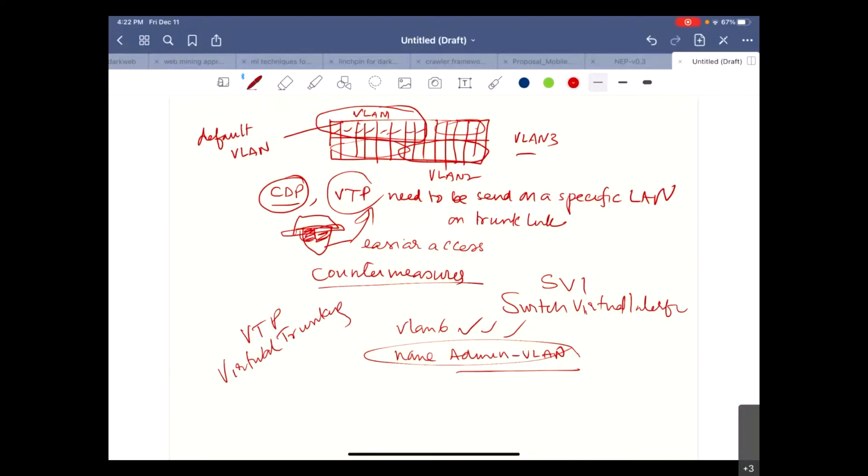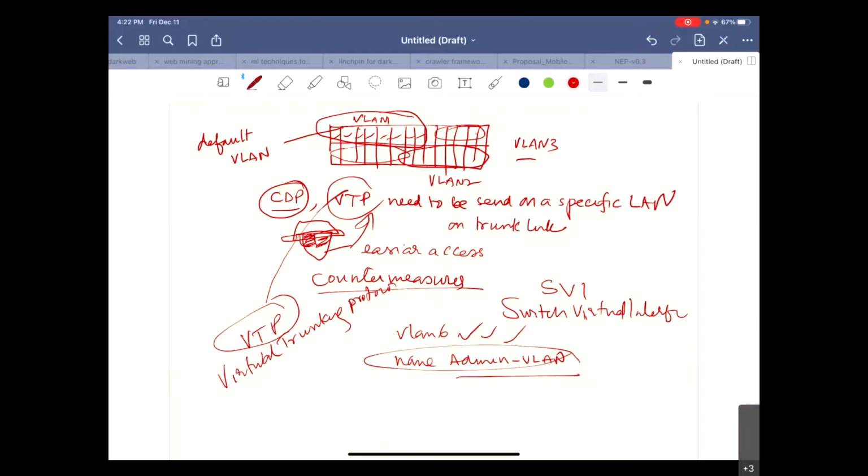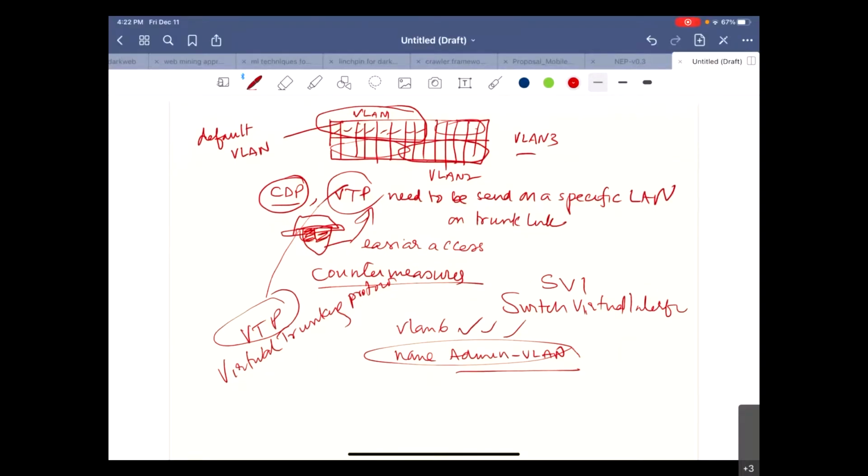So you have to give simple commands, like for VTP: no VTP mode, no VTP password, and no VTP pruning. These are the commands to disable VTP. Then if you use VTP, use a strong VTP password, otherwise by default it is no password.